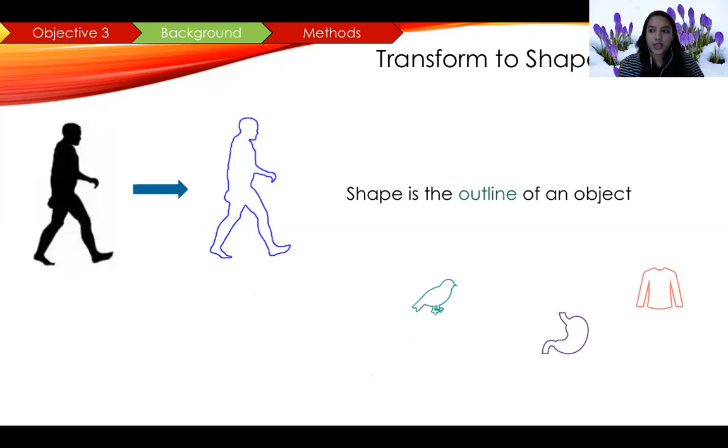So what is a shape? A shape is a representation of an object that only includes its outline. The shape contains no texture or color information. Shown are just some examples of shapes.